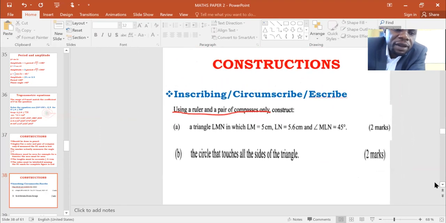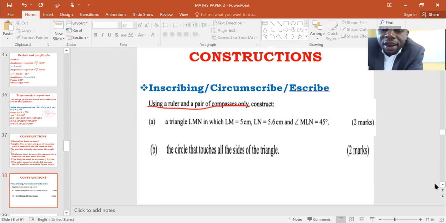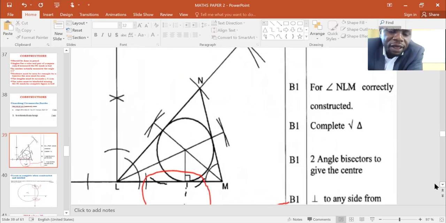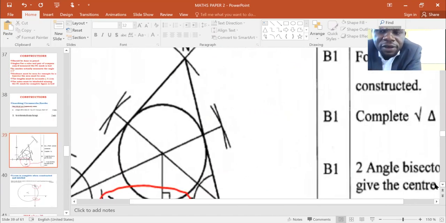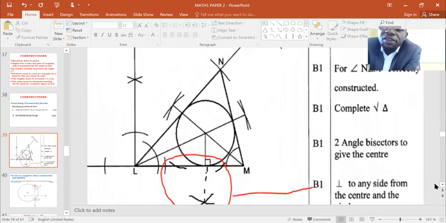What do you understand by the term that touches all the sides of the triangle? Which circle will that be? It will be an inscribed circle. Very good. And then we go ahead and do the question. So you'll notice that the first B1 mark is for angle NLM correctly constructed.